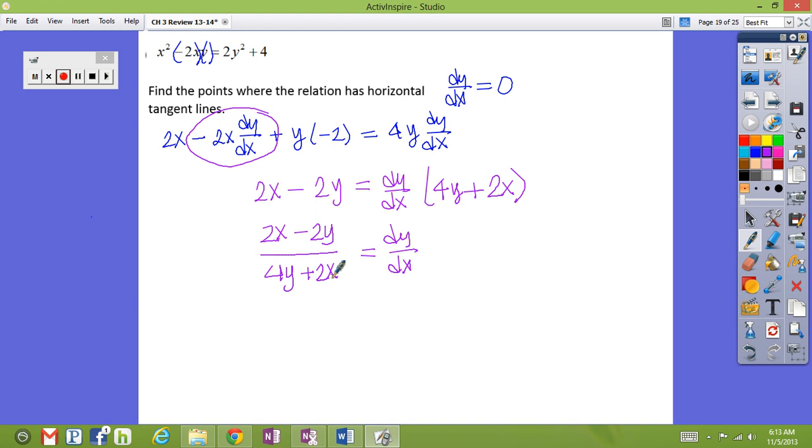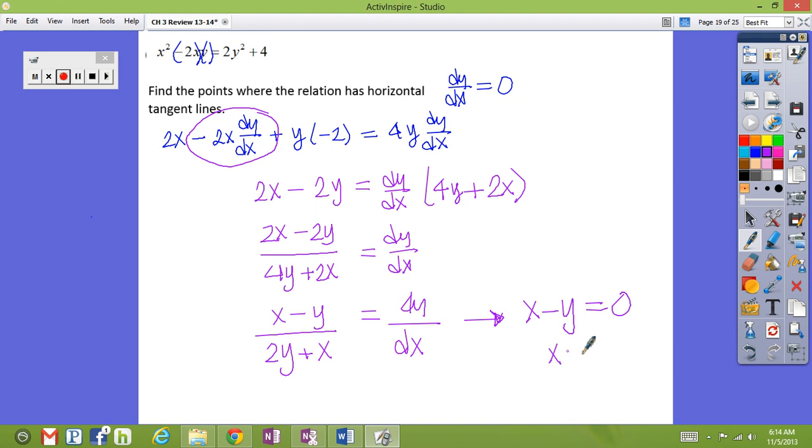I'm going to simplify this. Divide every single term. It has to be every single term. That's the only way you can divide here. By 2. So, if that's my derivative, then to make a horizontal tangent, I will set the numerator equal to 0. I get x minus y is equal to 0. So I actually get that x is equal to y.